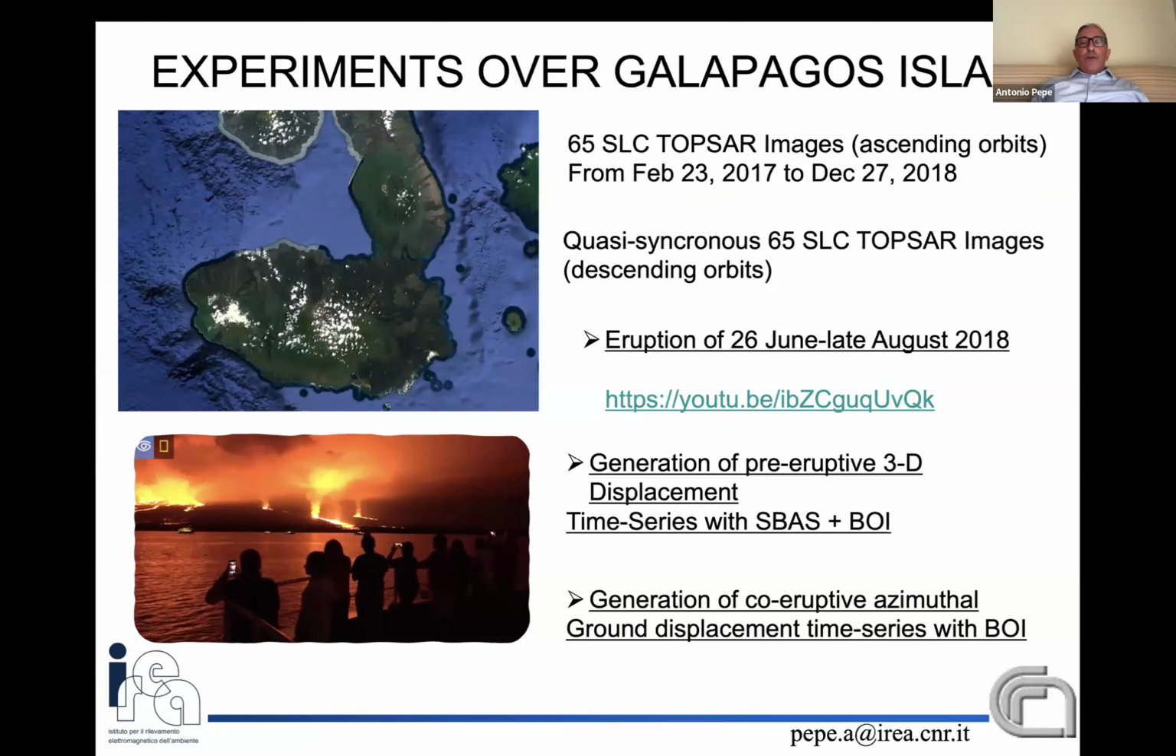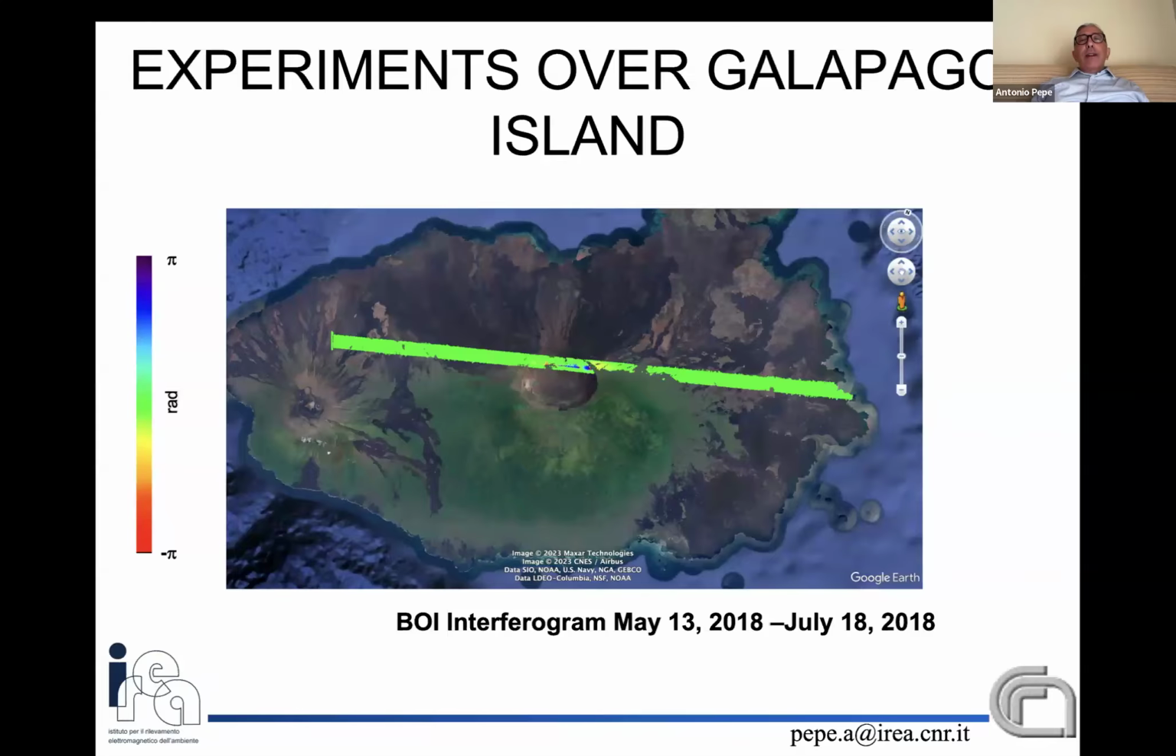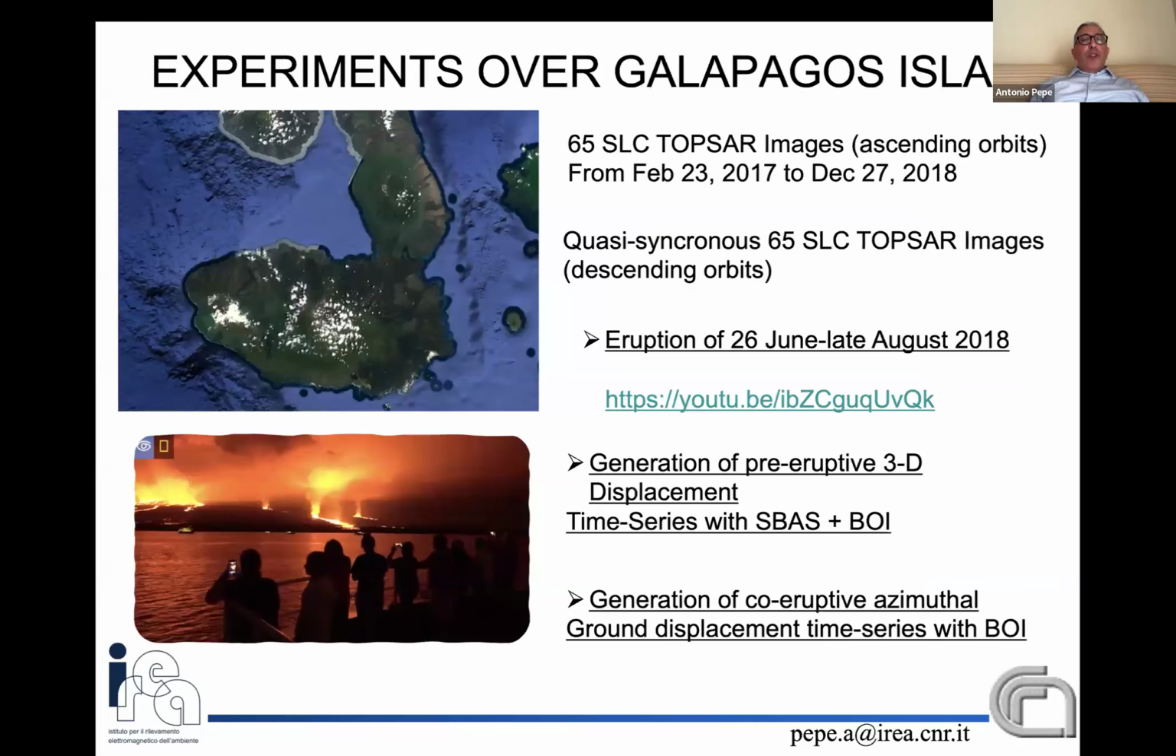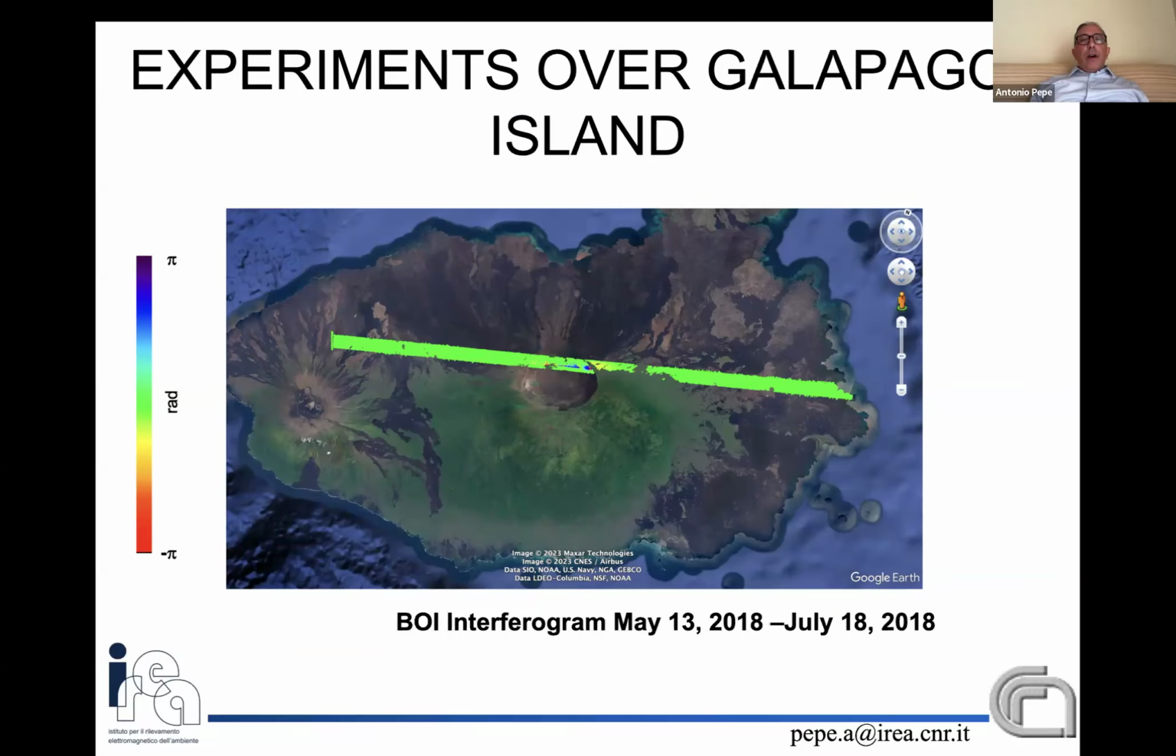Also, Chinese researchers are very interested in this kind of topic. And these are some examples of the burst overlapped interferograms we recovered for the Galapagos Islands. For instance, this is an interferogram related to May 13, July 18 of 2018, in correspondence of a big eruption that occurred in the late June of 2018.